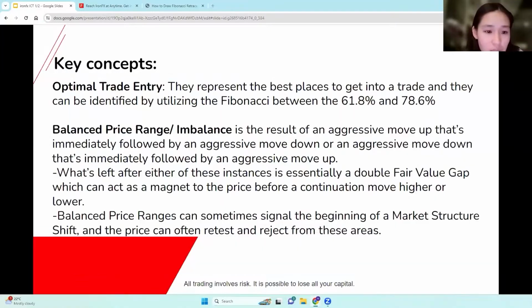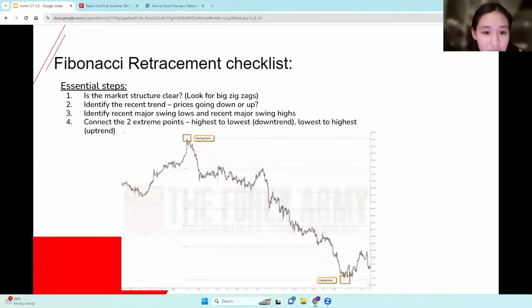Yeah, I was talking about optimal trade entry. The link that I've popped into the chat goes through the fundamentals of how to draw a Fibonacci, which I'll briefly go through here as well. This is a Fibonacci retracement checklist. Firstly, is the market structure clear? We showed you previously how to identify a clear market structure. Next, we want to look for the recent trend, so are prices going up or down, and it's important to always follow the general trend.